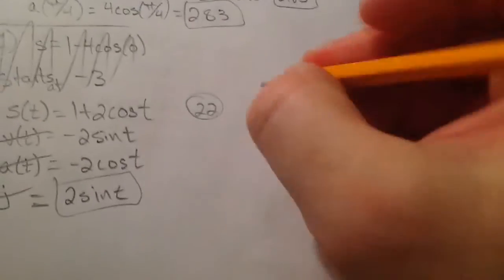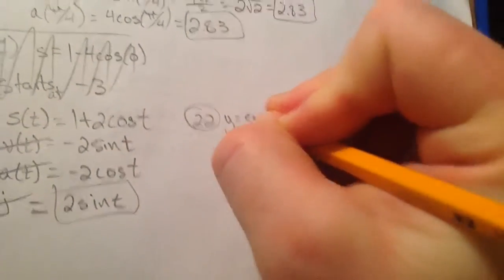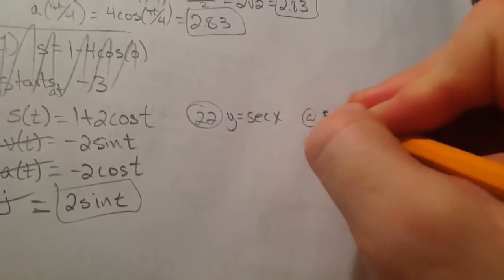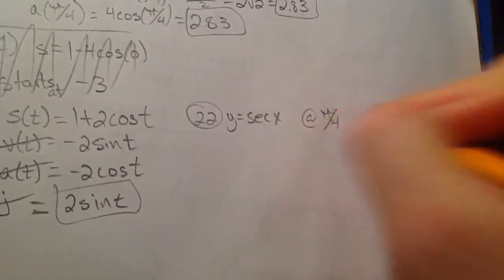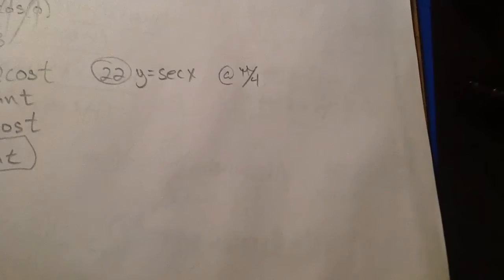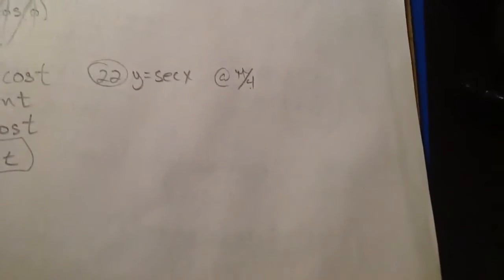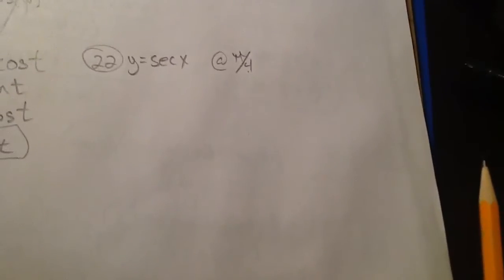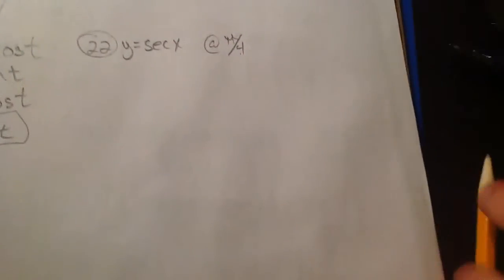Tangent and normal to y equals secant of x at pi/4. So remember, when you have a tangent and normal problem, just find your derivative so that you can get the slope at that point, and then write the equation of the line with that slope that goes through that point. So we need the derivative of secant.